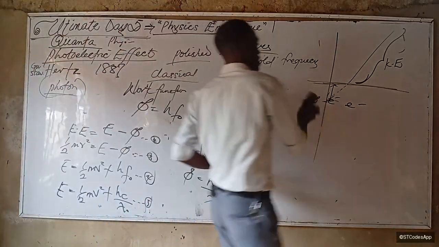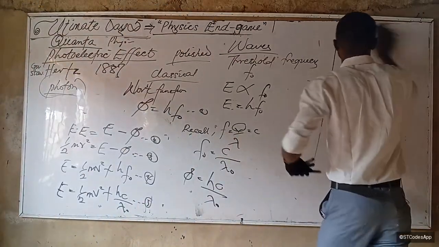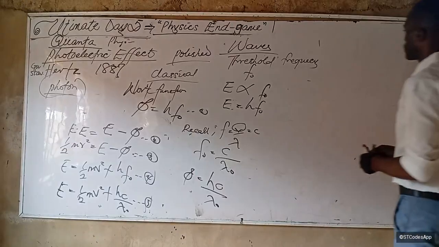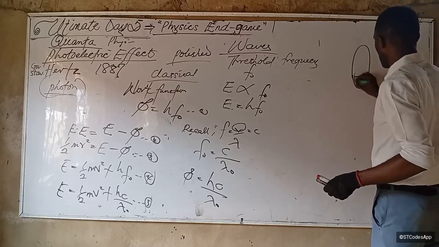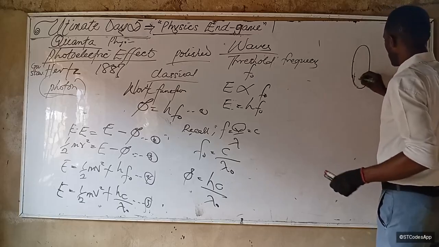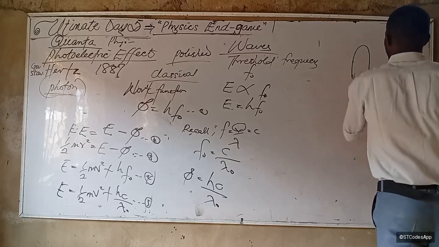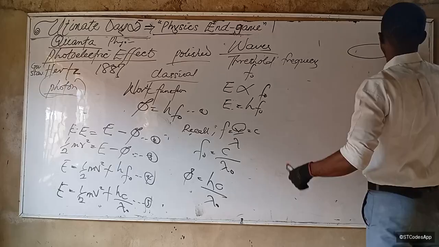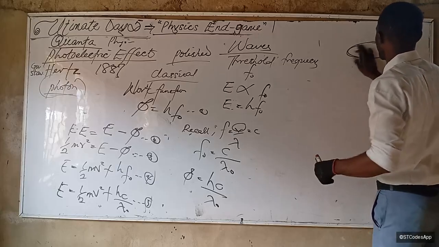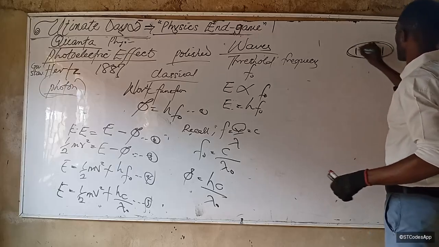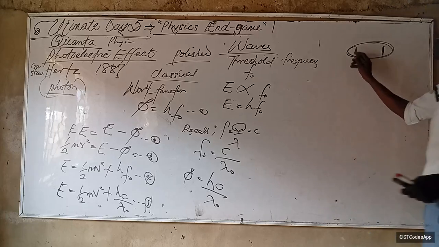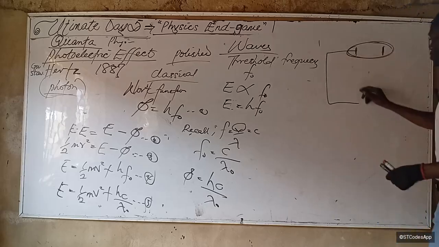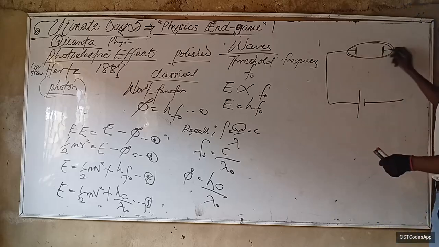Now, how was that kinetic energy measured actually? This was how the kinetic energy was measured. So they used a plate, and the plate was put, let's put it this way, in a tube. So they used two plates, two metal plates. One is polished, the other is not polished. So let's say this one was the one that was polished, and it was connected to a battery.